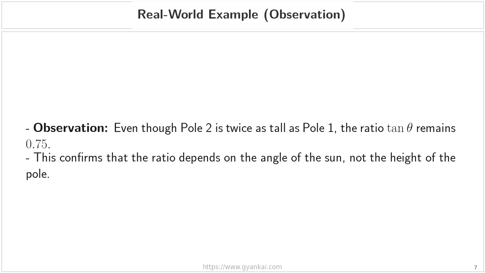Now, let's take a moment to reflect on the results we just calculated in the previous slide. As we move to the next slide, we will discuss some common pitfalls to watch out for so you don't fall into the trap of confusing side lengths with these constant ratios.